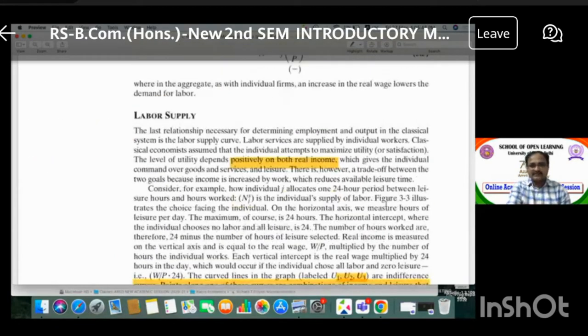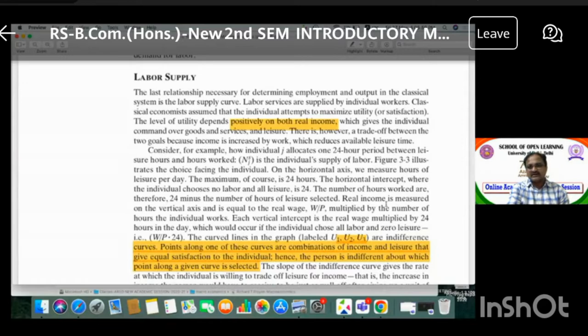Next, labor supply. What is the labor supply curve? The labor supply curve depends upon the availability of labor. Labor is the only service supplied by the individual worker. Who are the owners of the labor? We are the laborers, the individual workers. Each and every individual worker has their own individual right over their labor resources.